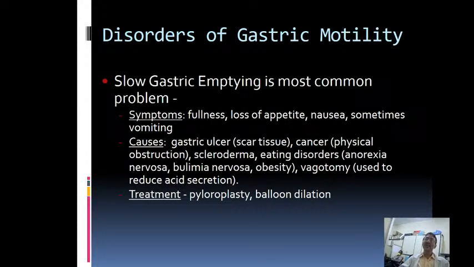Now let us see some of the common problems of gastric motility. One of the commonest disorders concerned with gastric emptying is slow gastric emptying. Normally, when food enters the stomach, it remains there for some time, and the gastric emptying time is around 2 to 3 hours. In some patients, this gastric emptying becomes very slow and food gets retained within the stomach for a longer period of time.